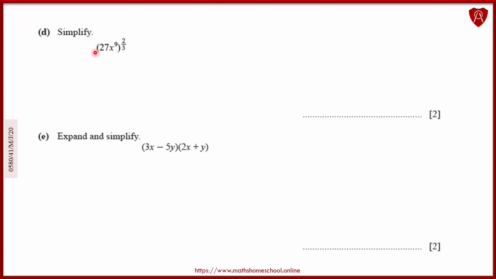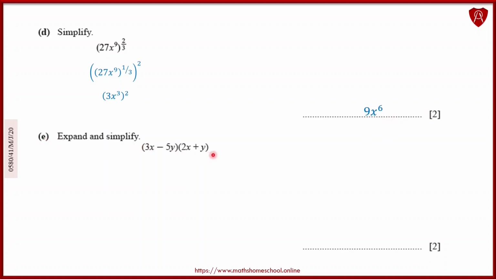Simplify this indices expression. Let's rewrite this and separate 1/3 from 2/3. 1/3 and 2. A power of 1/3 means get the cube root. Cube root of 27 is 3. Cube root of x to power 9 is x to power 3. Let's now deal with the outer bracket, finding the square of the terms inside the bracket. 3 squared gives 9. X cubed squared is x to power 6. That is our final expression, simplified.